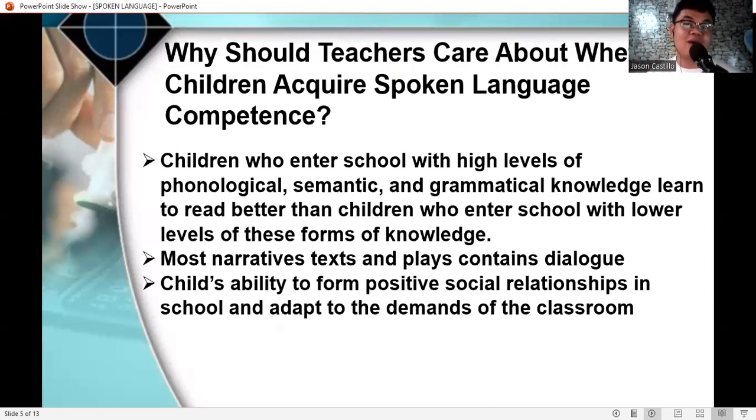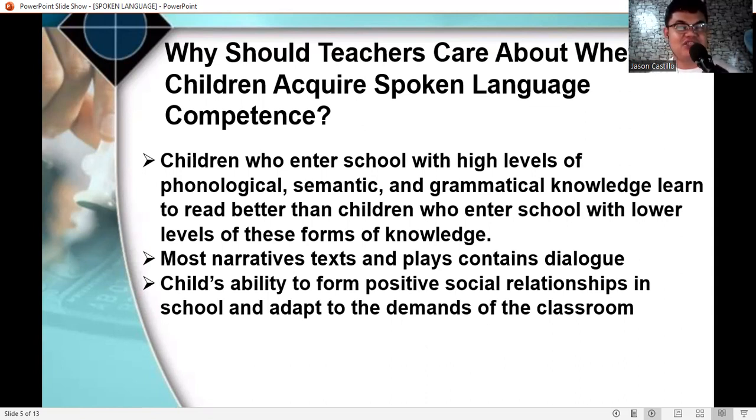Moving on to the next question, why should we care? As teachers, why should we care whether a child acquires spoken language competence? In Filipino expression, ano bang pake ko bilang isang guro? Anong pake ko kung maka-acquire siya or kung competent siya when it comes to spoken language competence? The paper also answers that the children who enter school with high levels of phonological, semantic, and grammatical knowledge learn to read better than children who enter school with lower levels of these forms of knowledge.